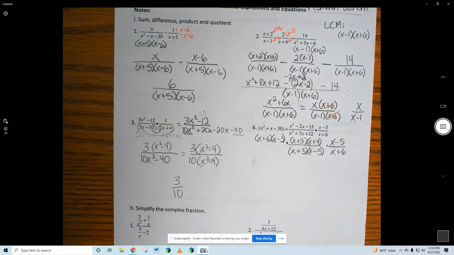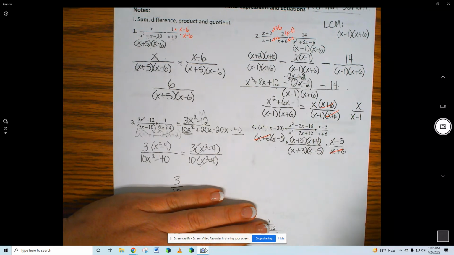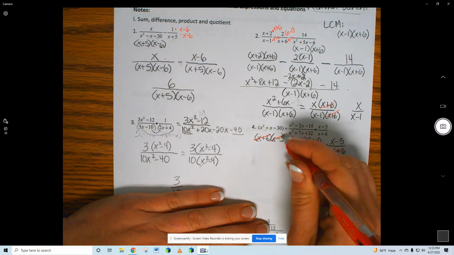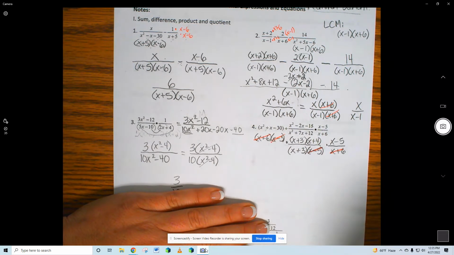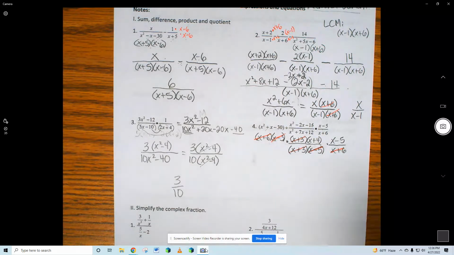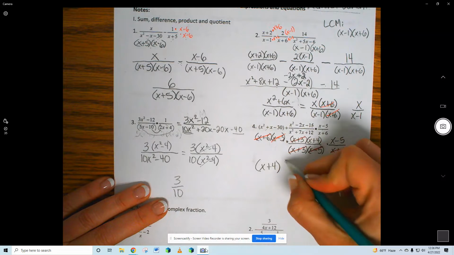Now I'm going to start canceling what I can. I don't want to foil anything because, as you can see, a lot of stuff is in common. So I'm going to be able to do about this x plus 6 and that x plus 6. Gone. About this x minus 5 and this x minus 5. Gone. Up and down, x plus 3, x plus 3. So my final answer is x plus 4, x minus 5.